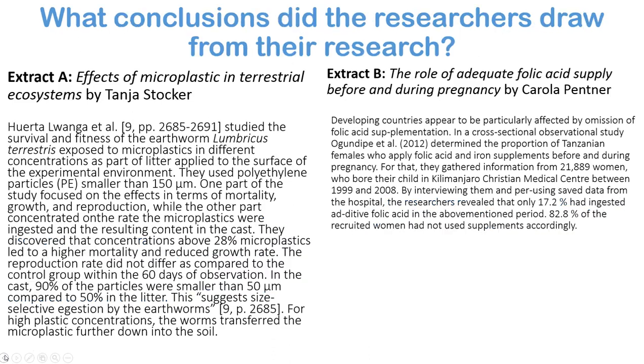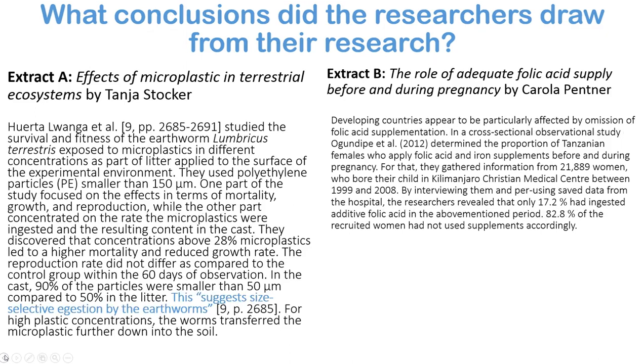And then, what conclusions did the researchers draw from their research? So in this case, it's only really extract A that goes into it. It goes into it fairly briefly here in saying this suggests selective gestation by the earthworms. So you can go into the conclusions a little further if you like, but in this case we've just got it in extract A.